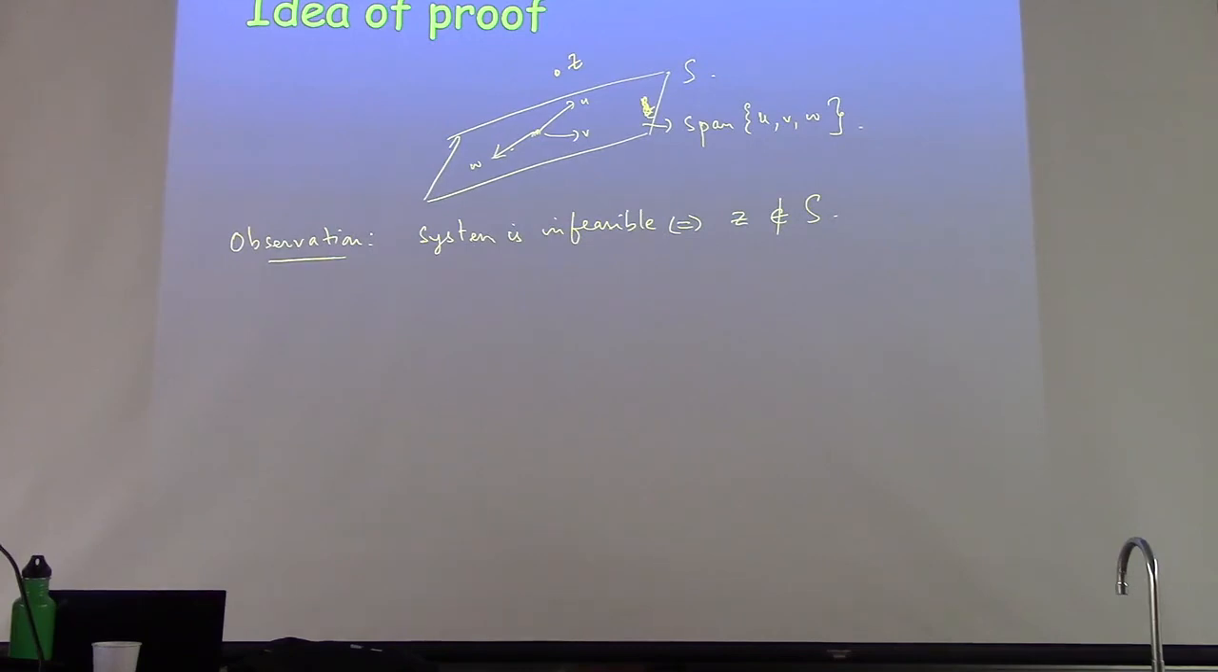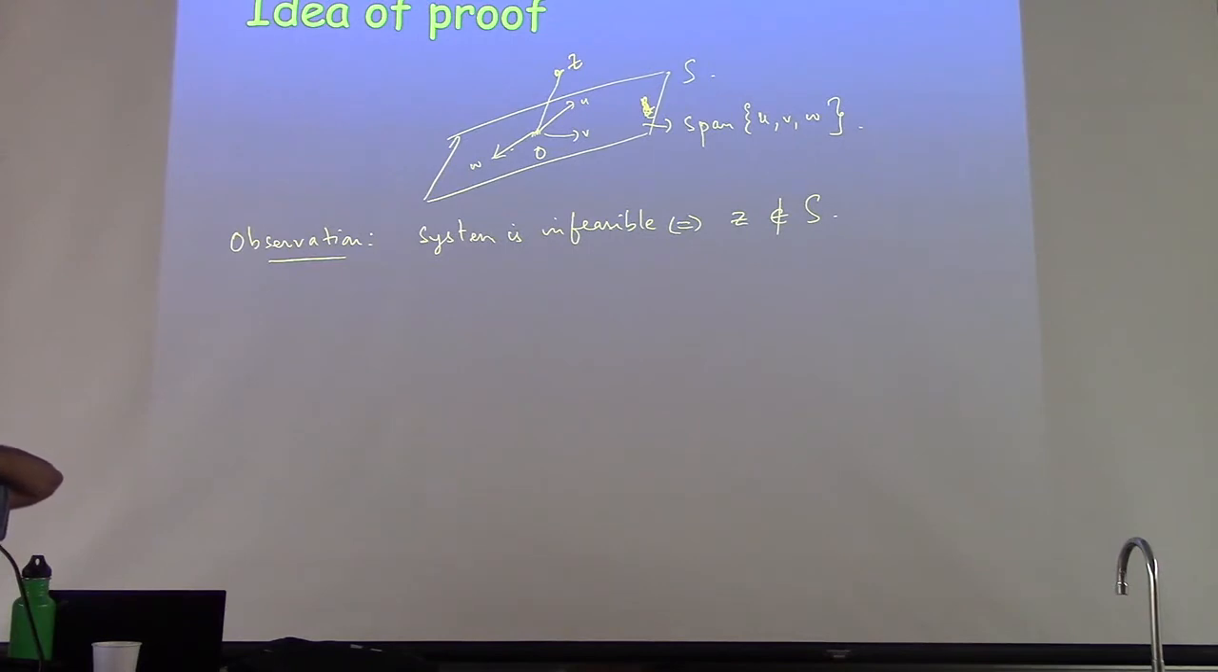But now, I don't know if all of you have seen this, but this is just a space that goes through the origin. Right? So this is just a plane that goes through the origin. This is the origin, and because all possible linear combinations of U, V, W are in this, it is a space that goes through the origin. And now I have this point Z, which I'm claiming is not in the space.